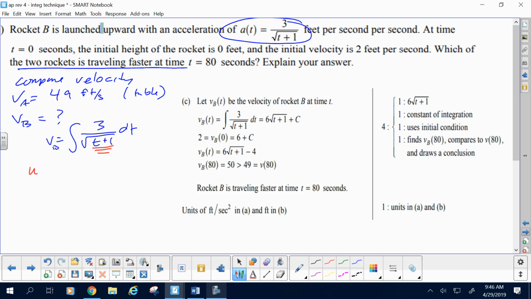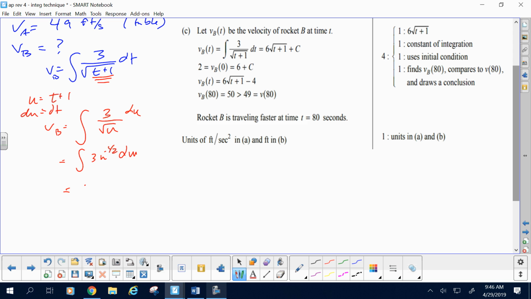If I did u is t plus 1, then du is dt, and the integral becomes something like 3 du over root u. That's 3u to the negative 1/2 du. By power rule, I raise the power, divide by the new power, so I get 6 square root u, which is 6 root t plus 1 plus c.